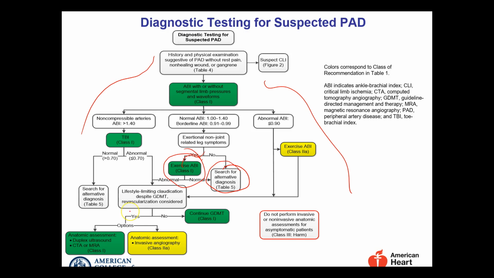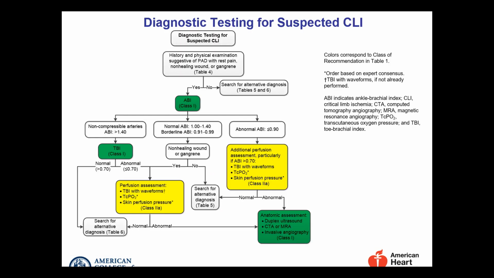So then it just goes right down to here. Sometimes you have to end up getting an ultrasound or an angiogram, etc. And it tells you what to do for normal ABIs, and it's normal, so that's good. And just so you know, do not perform any invasive or non-invasive assessments for asymptomatic patients. So they really haven't found any benefit if everything is normal. You don't need to go further with that unless they're still having symptoms.